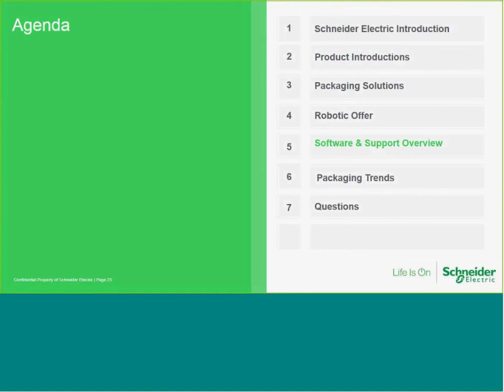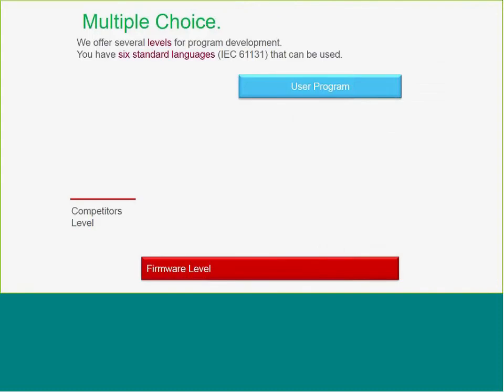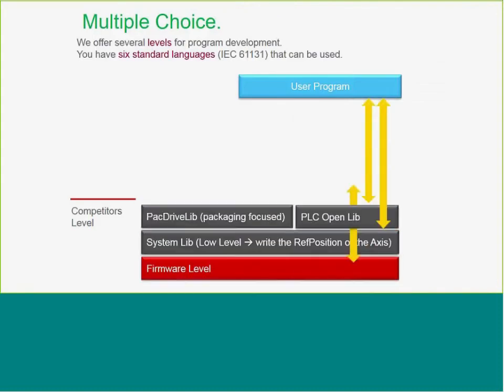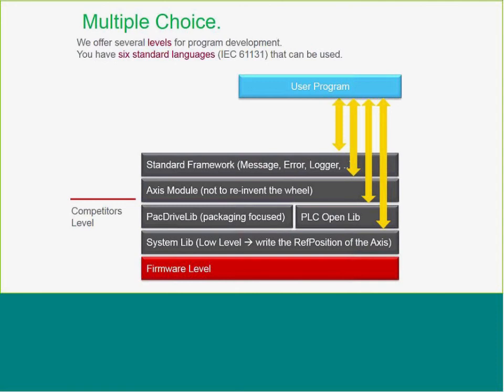But we have some software available with our packaging solutions offer. Basically, we're an IEC 61131 environment. We have 5 different programming languages you can take advantage of. But we also offer a standard frame and message error logger. We have a template for 8 axes. You can choose to use that or not. Access modules. You don't have to reinvent the wheel.